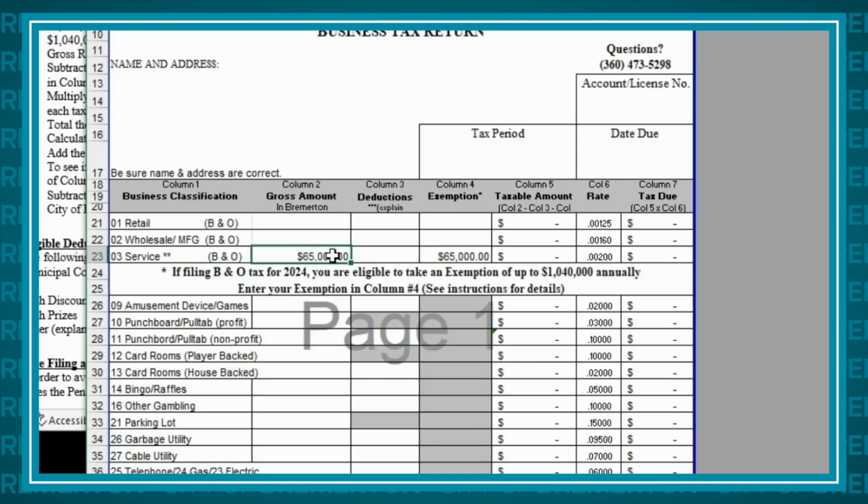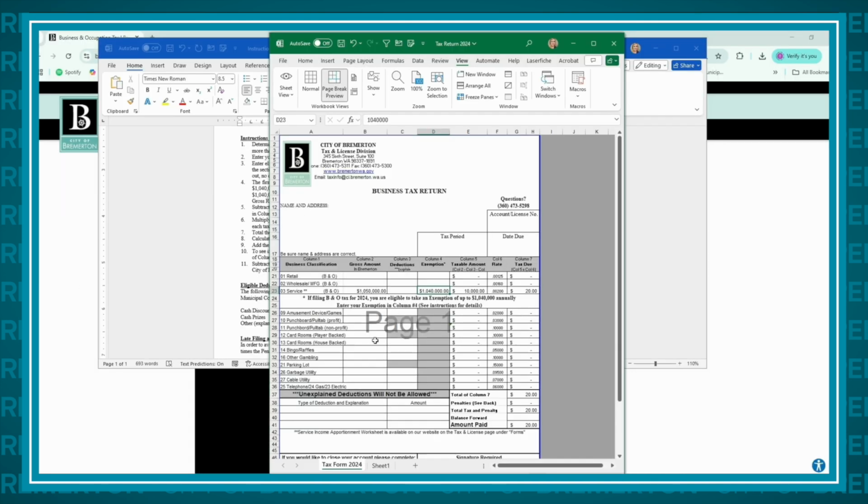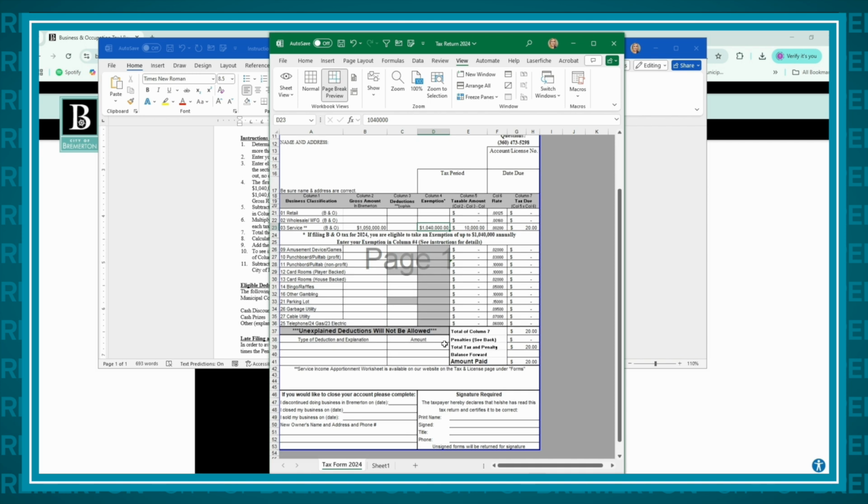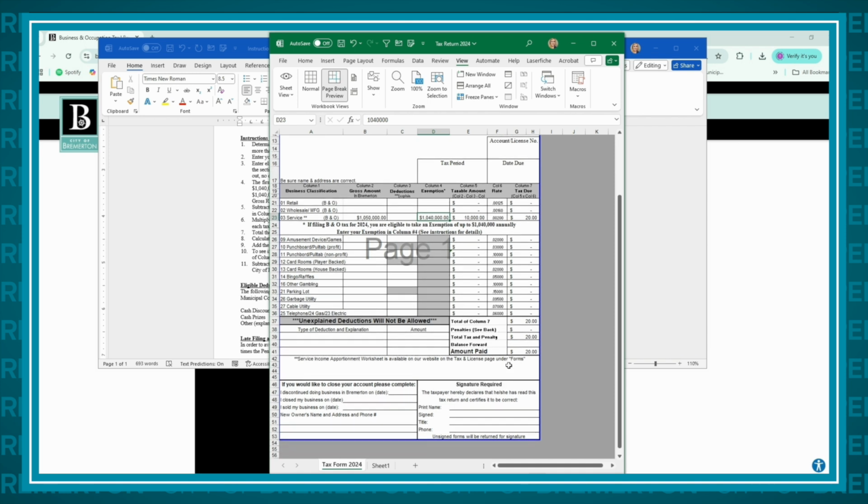If your gross revenue is more than the exemption, you can only take the exemption up to the allowed max. By entering your gross revenue and applicable exemptions, the system will calculate the taxable amount by subtracting the exemption from the gross. This taxable amount is then multiplied by the applicable rate for each line item, resulting in the balance due.